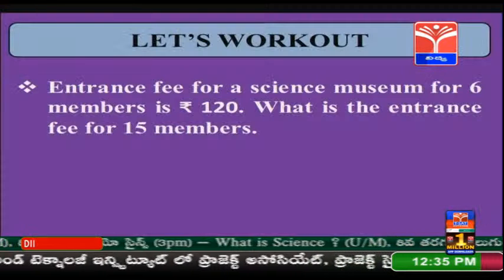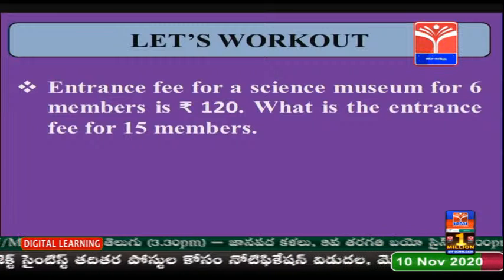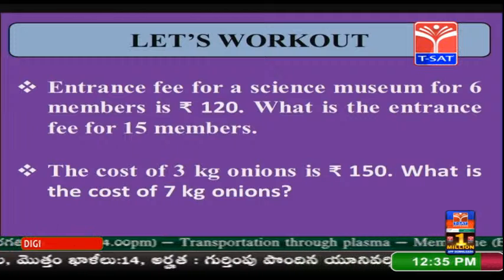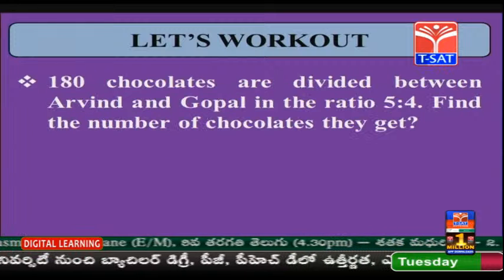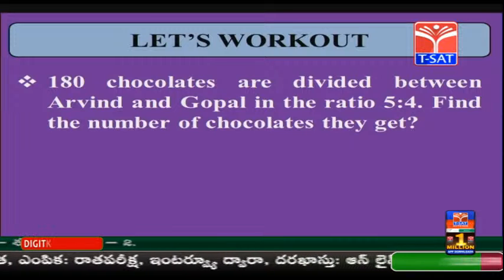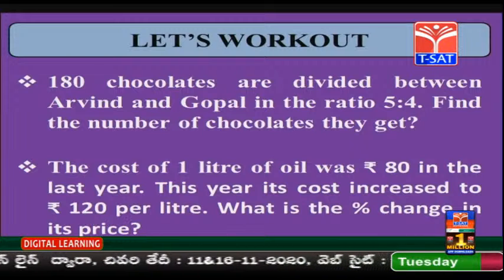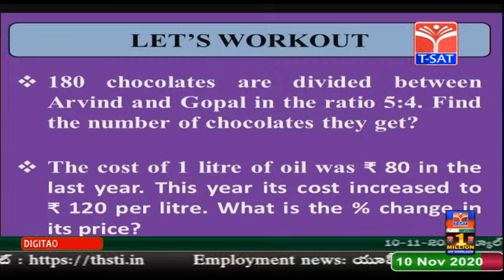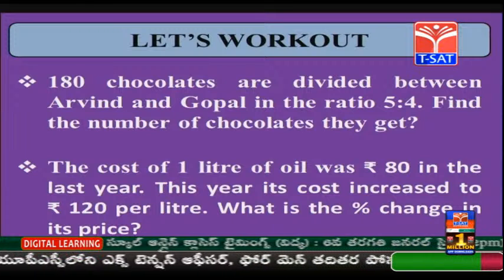Okay? Entrance fee for the Science Museum for 6 members is 120 rupees. Now, what is the entrance fee for 15 members? The next problem is, the cost of 3 kg onions is 150 rupees. What is the cost of 7 kg onions? 180 chocolates are divided between Arvind and Gopal in the ratio 5:4. Find the number of chocolates they get. The last problem is, the cost of 1 liter of oil was 80 rupees in the last year. This year, its cost increased to 120 rupees per liter. What is the percentage change in its price?